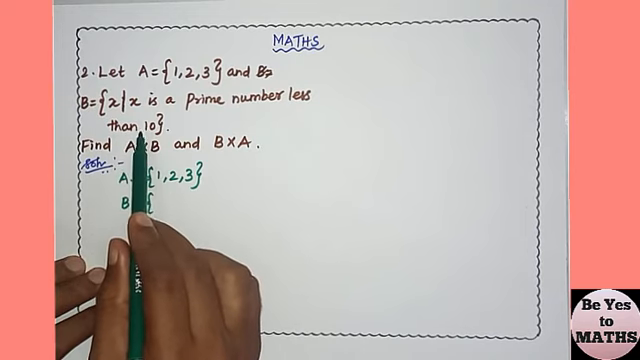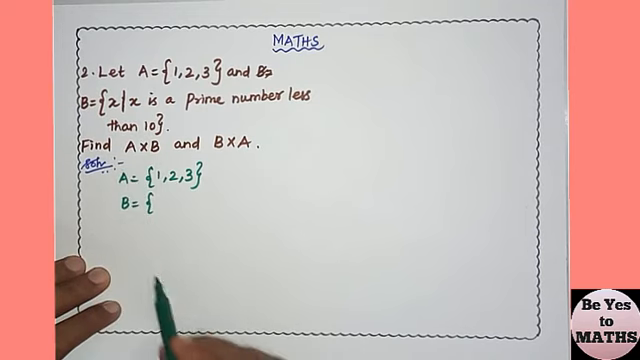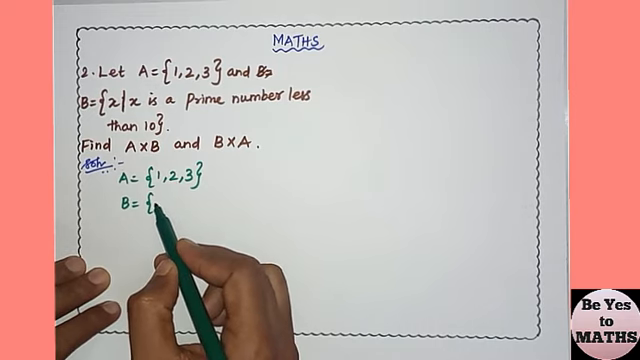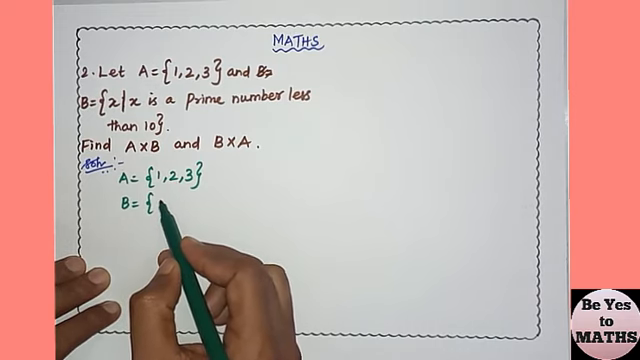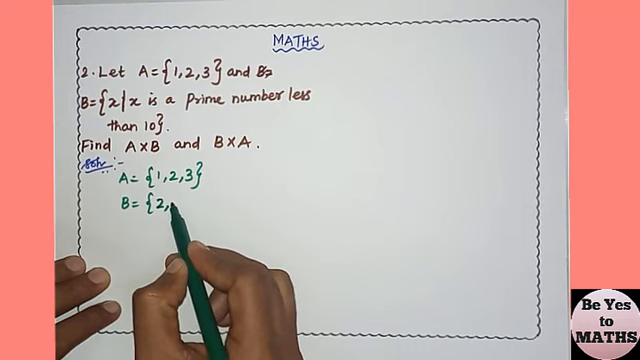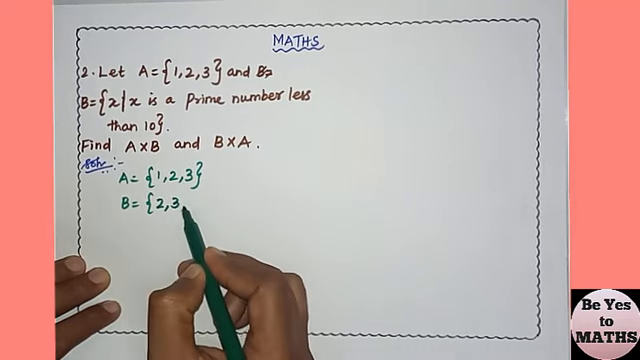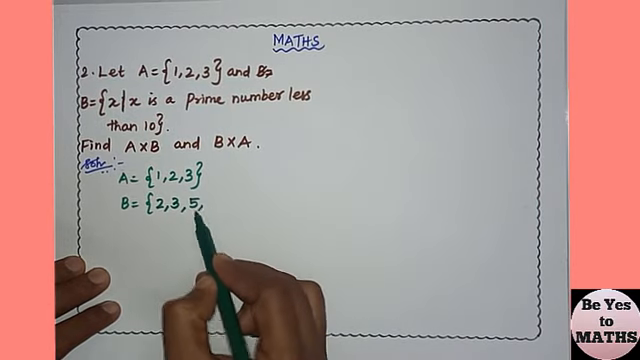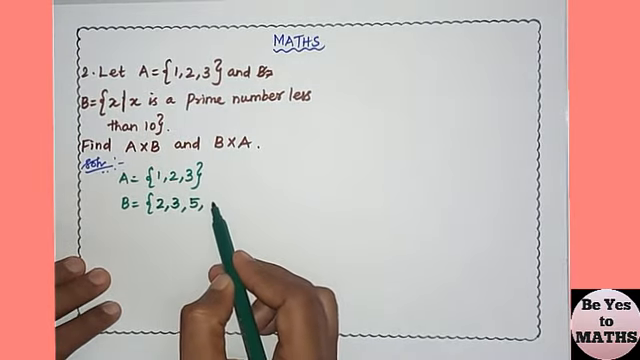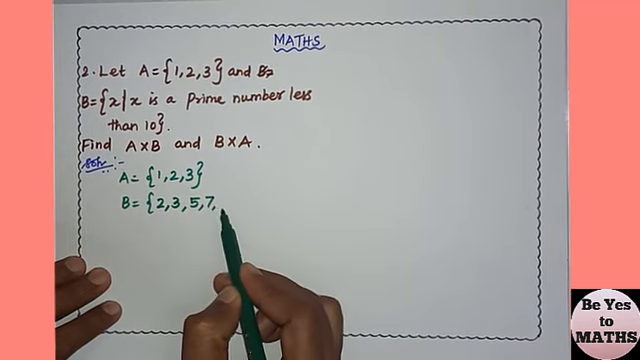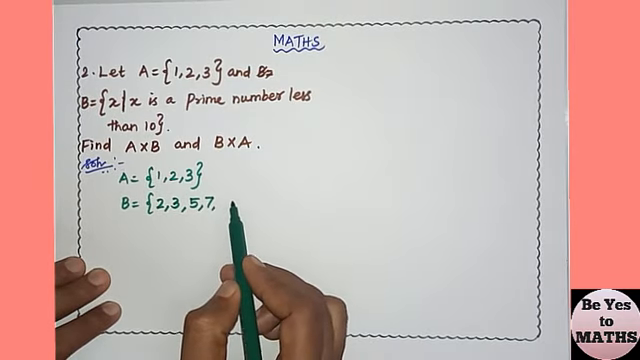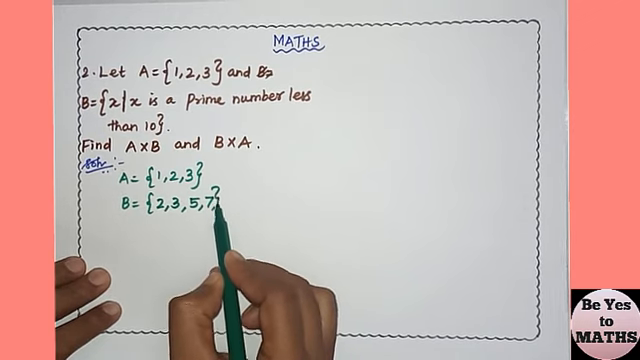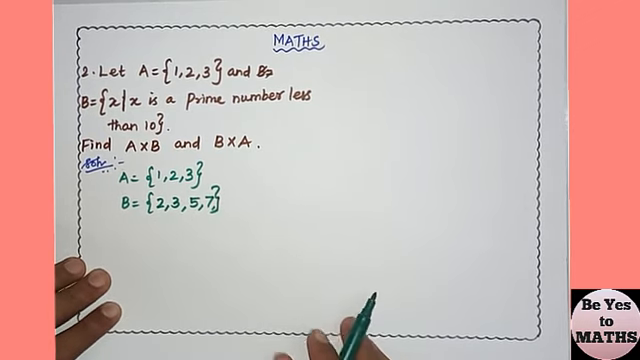So what are the prime numbers less than 10? 1 is neither prime nor composite number. So 2 is the prime number, 3 is the prime number, 4 is a composite number, 5 is the prime number, 6 composite number, 7 is the prime number, 8 composite number, 9 is also a composite number. So the B set is 2, 3, 5, 7.